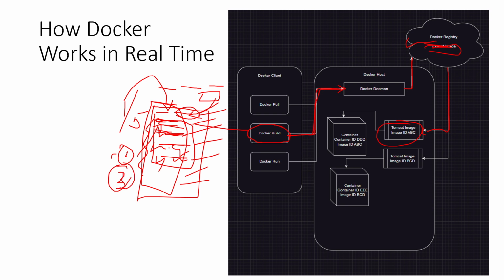Third task is to run the yum, and fourth task is this one, and fifth task is this particular task. So likewise, it will do all these tasks, and then finally it's completed. Now this becomes an image.